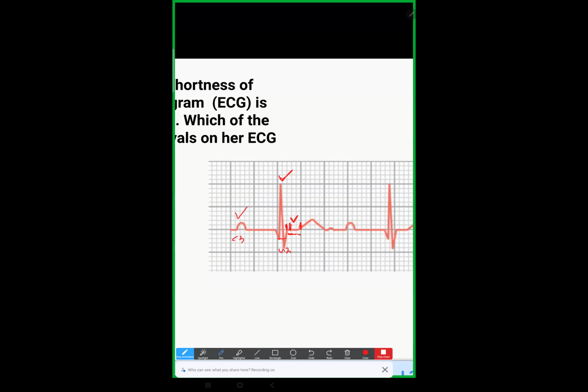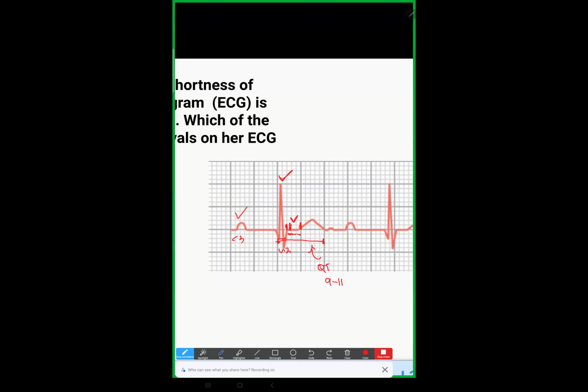And then the QT interval, which is from Q to T, here is the QT interval. It should be around 9 to 11 boxes. If we count, it's 1, 2, 3, 4, 5, 6, 7, 8, 9, 10. It's around 10 boxes, so the QT interval is okay.